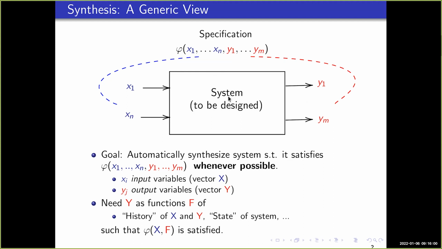But anyway, that state does not show up in the specification. That is internal to the system. That depends on how you design the system. So the specification just talks about the inputs and the outputs. And the system to be designed is going to generate the outputs, definitely taking into account the inputs, but it may also take into account the previous history of inputs and outputs of what has happened. And so it may have some states, but these are hidden. The specification does not talk about these states.